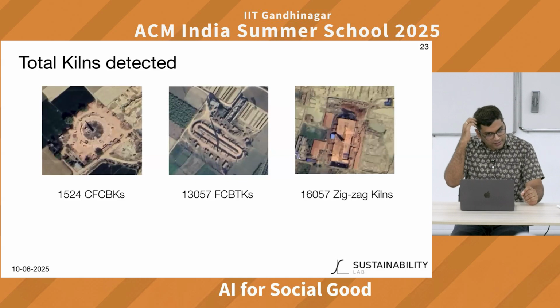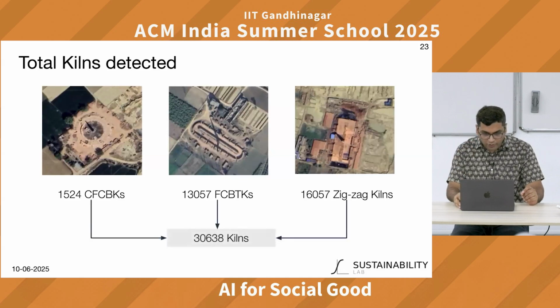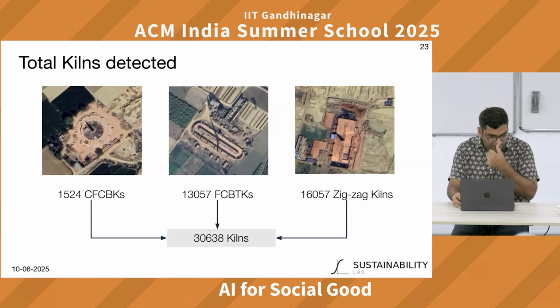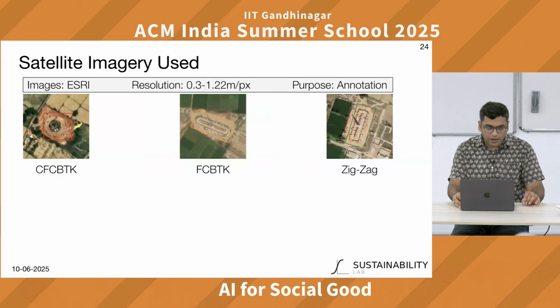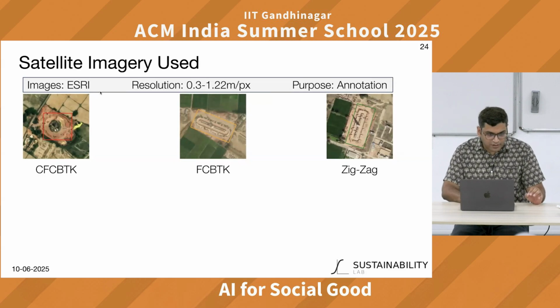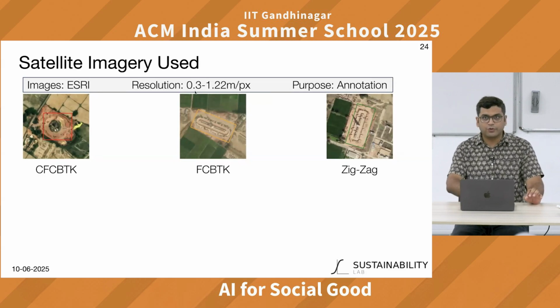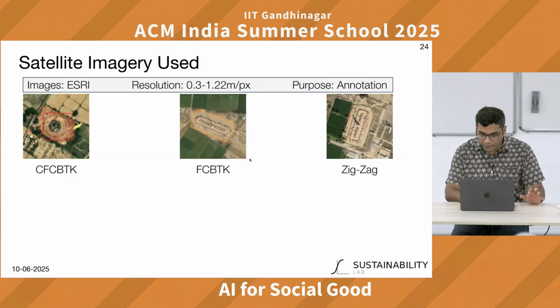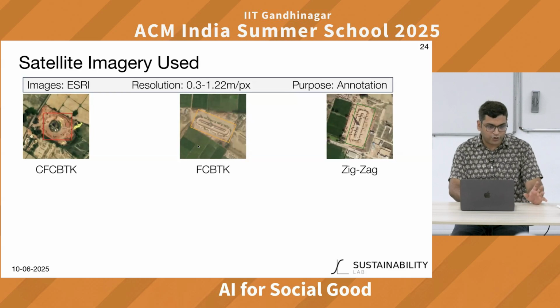So we ended up creating this data set of about 30,000 kilns across India, which was a very large manual annotation effort across these 3 different categories: 1,500 circular, 13,000 fixed or oval, and 16,000 zigzag. We ended up using different resolutions of satellite imagery for this. We use Esri, or very high resolution imagery, to do the annotation, to determine whether this is a particular kiln or not. Like this is how a kiln would look, similar to the image quality which I showed you in Google Earth. For annotation, we would use that.